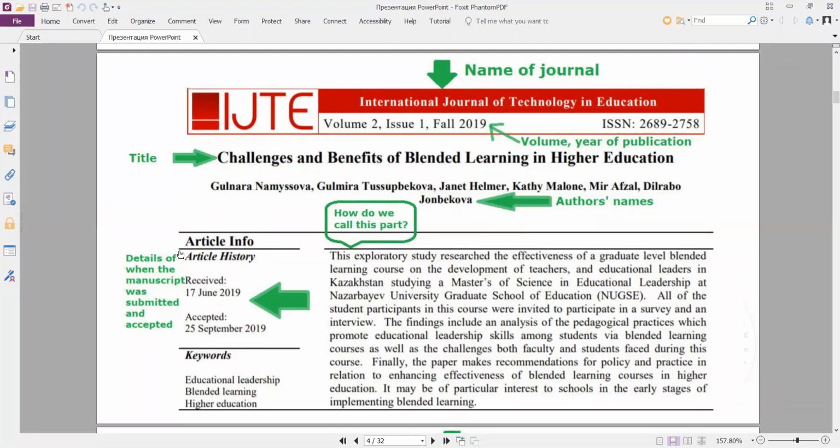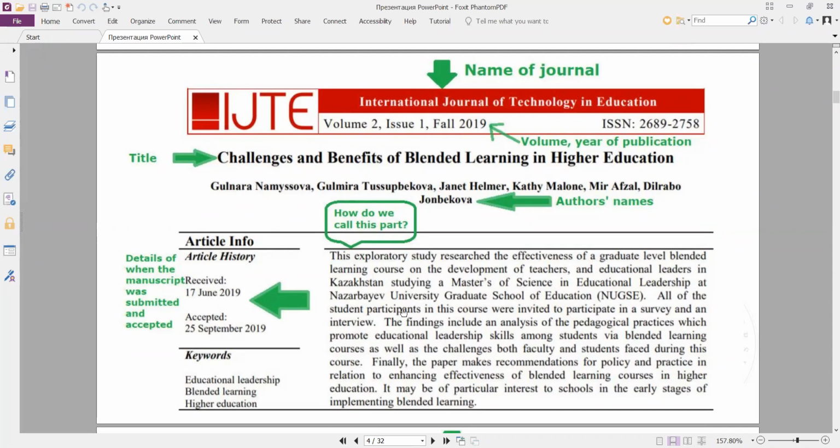On the left, we see some details of when this article was submitted and accepted. Sometimes journals require you to include this information. And the keywords. So in this case, we have the title, which is Challenges and Benefits of Blended Learning in Higher Education.